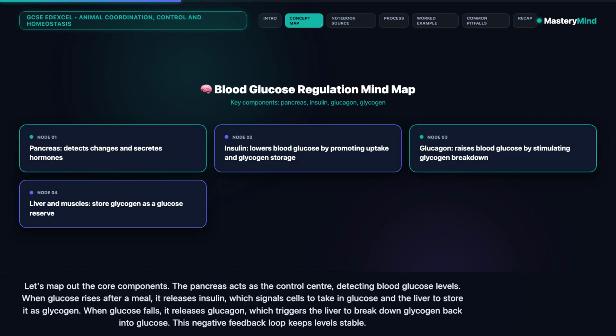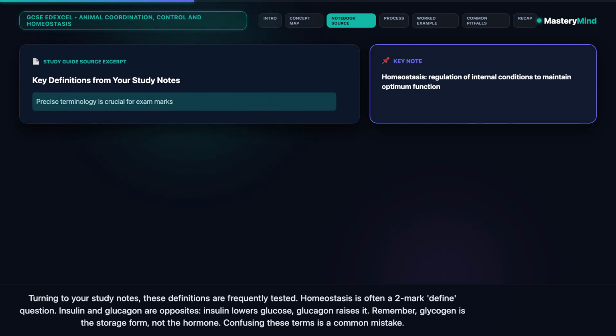Turning to your study notes, these definitions are frequently tested. Homeostasis is often a two-mark define question. Insulin and glucagon are opposites. Insulin lowers glucose, glucagon raises it. Remember, glycogen is the storage form, not the hormone. Confusing these terms is a common mistake.